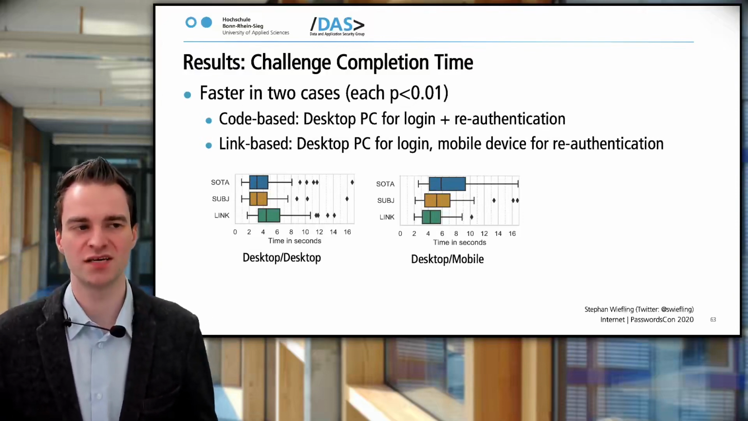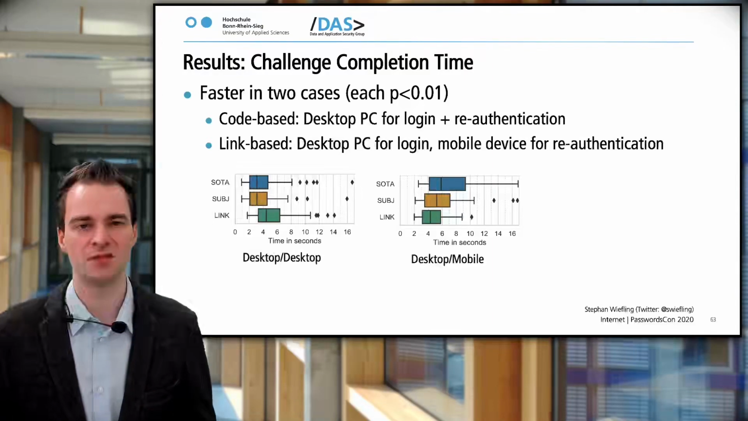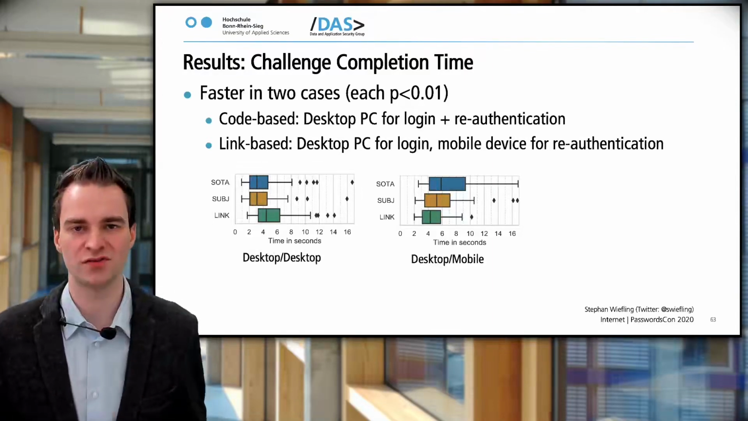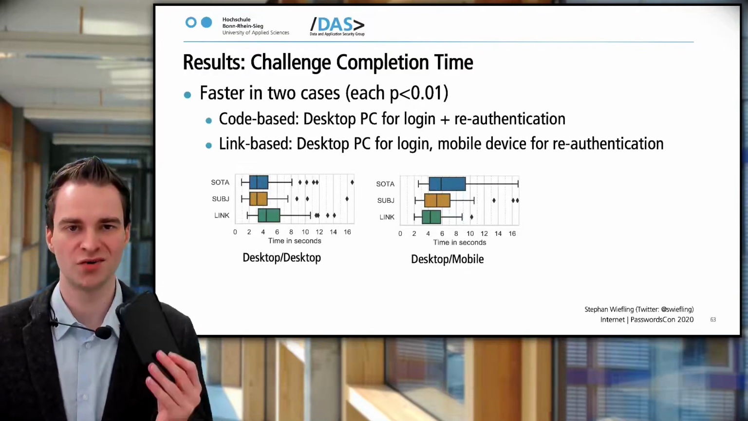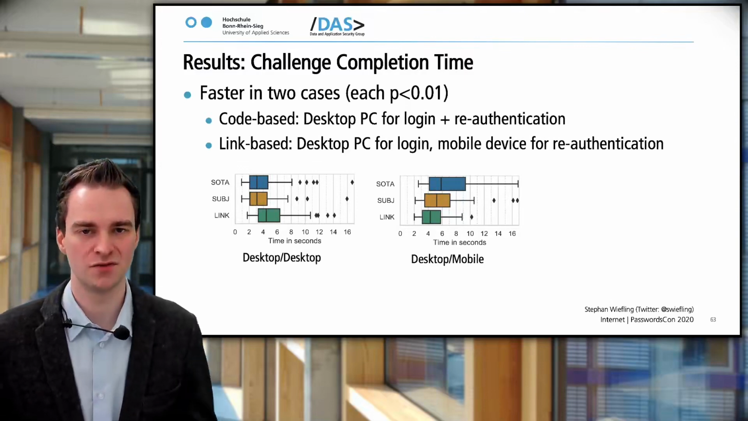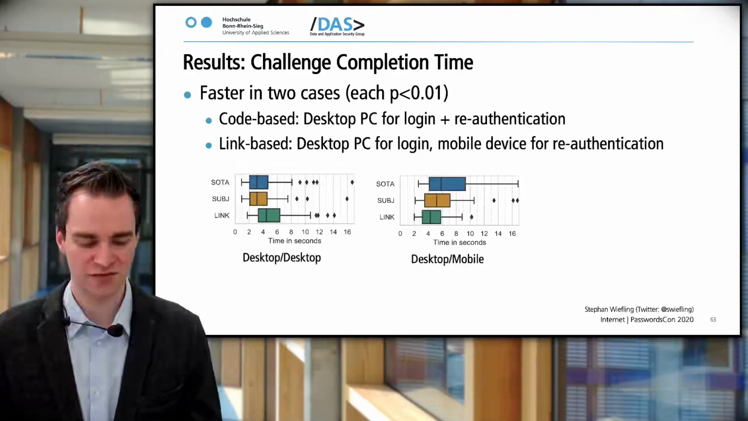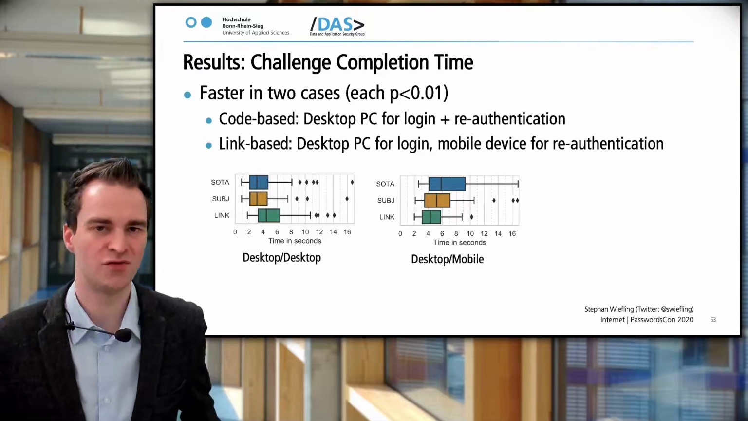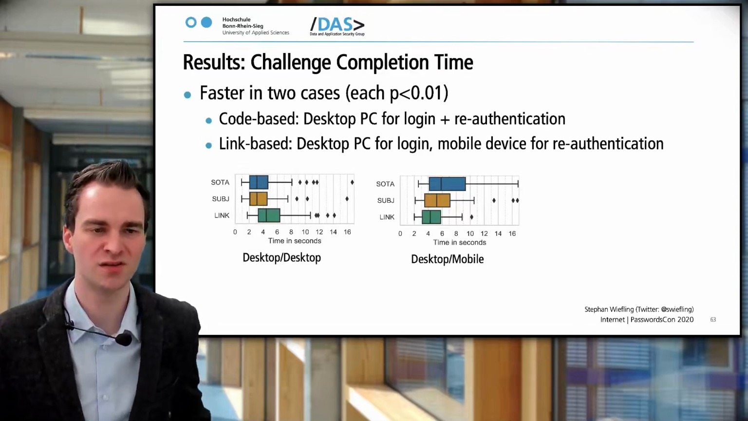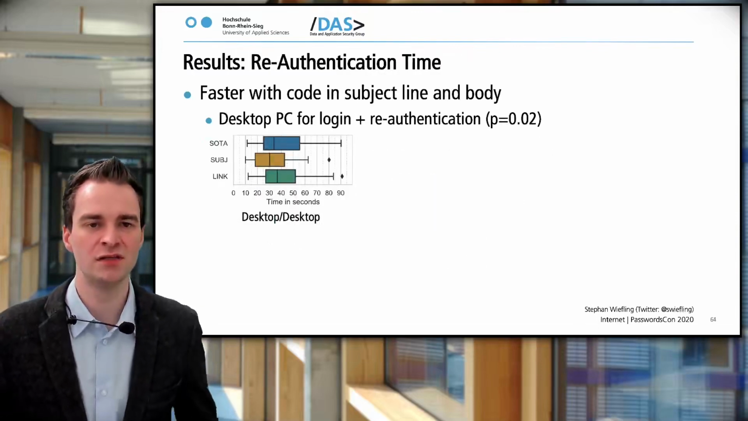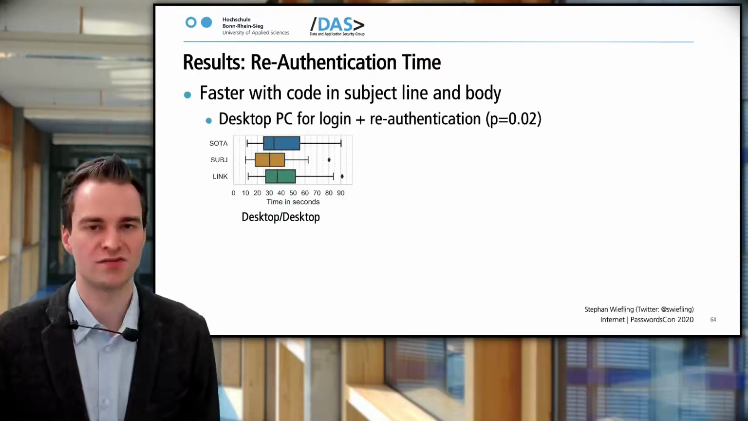And on link-based re-authentication methods, it performed faster when the devices were different. So if you're just taking your mobile phone out and completing the challenge here, it was faster when you were just using the mobile phone. So there were some performance improvements. However, if you take it in total, it wasn't that fast, the link-based method.